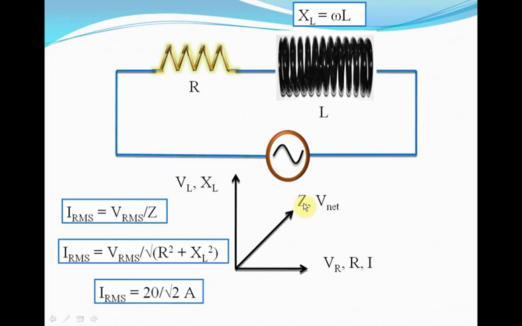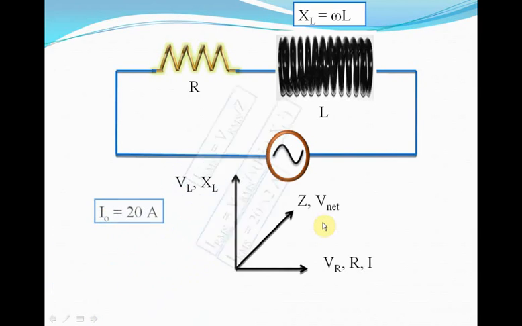What is the exact expression for the current in terms of time in the form A sin(omega t plus phi)? What's the exact value? Since IRMS is 20 by root 2, the maximum value of the electric current must be root 2 times the RMS current, isn't it? So you can say that I naught, the maximum value of the current, is 20 amperes.